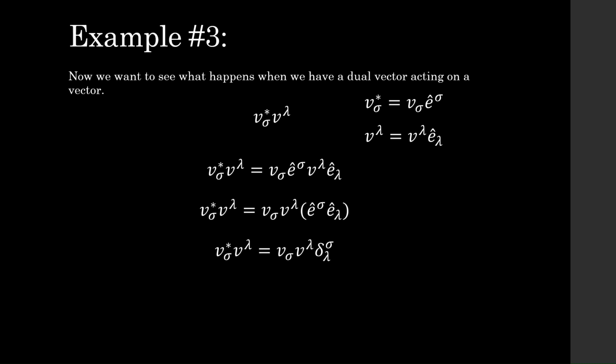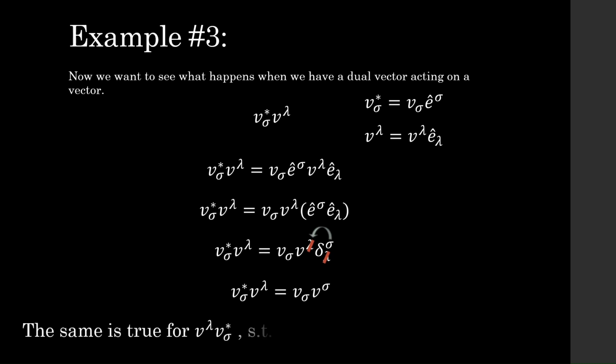Now, since we have two indices here that are the same across the contravariant vector and the delta function, namely lambda, we can cancel them out, and then sigma comes over to take the place of lambda in the contravariant vector. So V star sub sigma acting on V lambda is equal to V sub sigma times V upper sigma. The same is then true for the opposite multiplication. So V acting on V star is the same as V star acting on V.